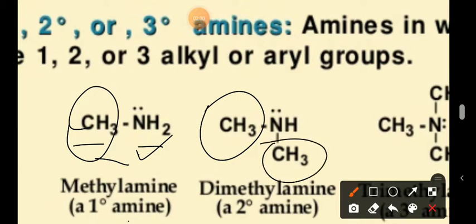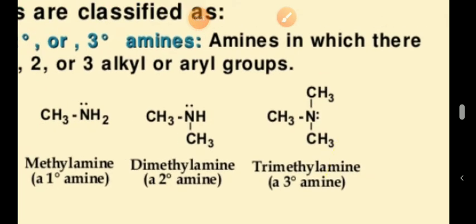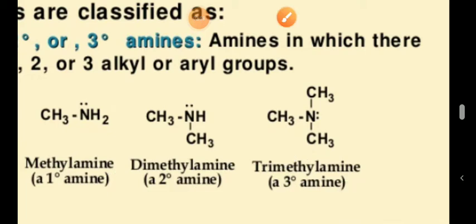Then you have dimethyl, and because this NH group has two alkyl radicals attached, this is considered a secondary amine. And then obviously, the tertiary amine is when it has three alkyl radicals attached, so it is still considered an amine. But do keep in mind that these are all common names. This is not IUPAC naming; these are classifications according to trivial or common names.